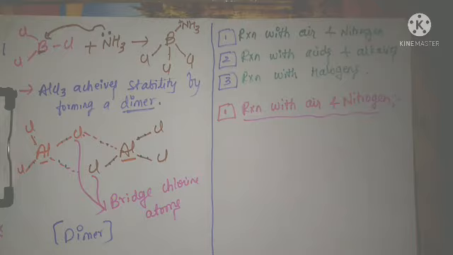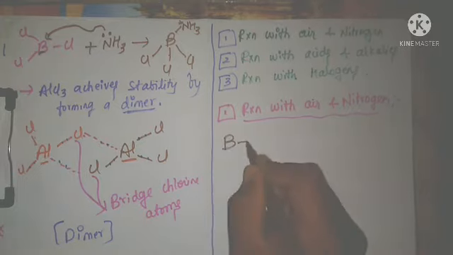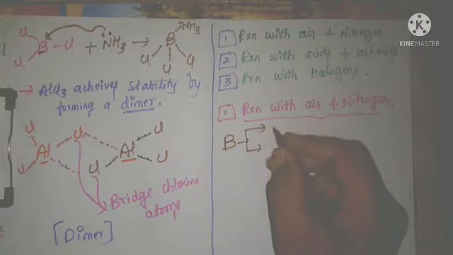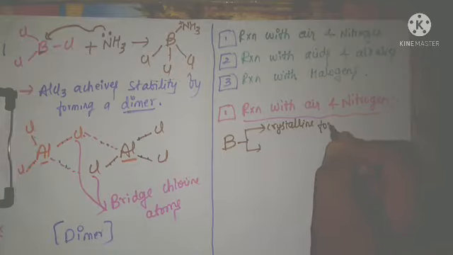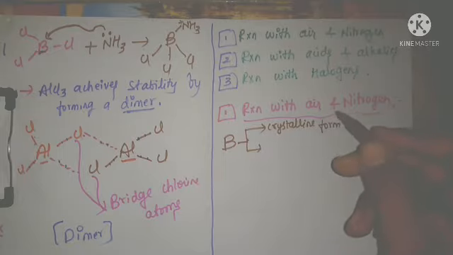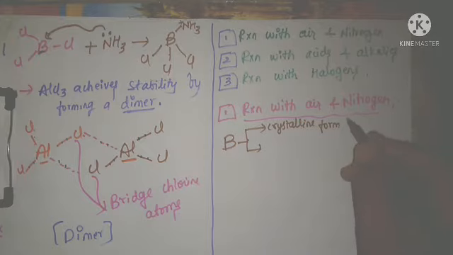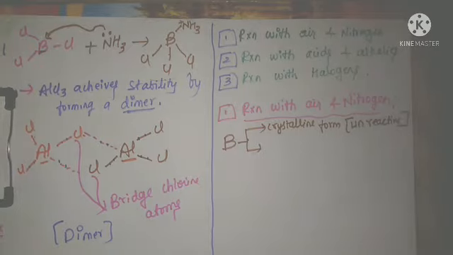Boron and aluminium. What are the 13th group elements? Boron, aluminium, gallium, indium, thallium. These are the 13th group elements. Correct? Now just check here, boron, when it is present in the crystalline form, means the constituent atoms are arranged regularly, is not reactive, means unreactive. Boron is unreactive with the air and nitrogen.